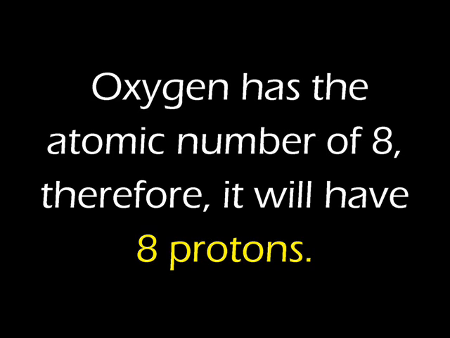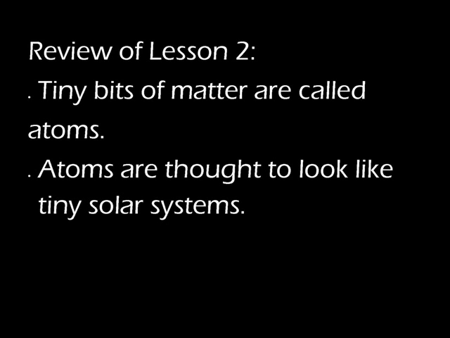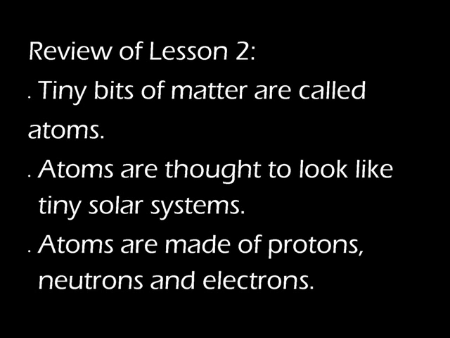Let's pause now and review what we've learned so far in this lesson. We said tiny bits of matter are called atoms. We said that atoms are thought to look like tiny solar systems with the nucleus in the center and an electron cloud around it. We said that atoms are made up of subatomic particles known as the protons, neutrons, and electrons. We said that the protons and neutrons are found in the nucleus of an atom, and electrons are found circling around in orbits similar to planets circling our sun.